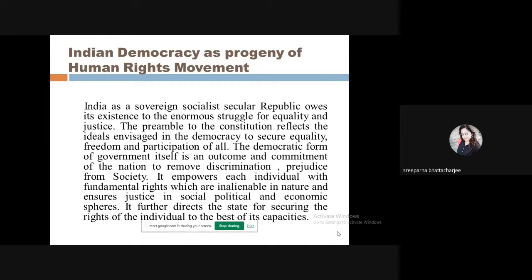So to protect that, there is again another kind of movement, to secure the rights of the individual. So that is why we have to remember that this democracy itself is a result of a struggle.